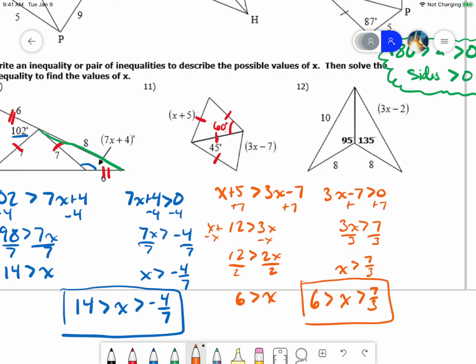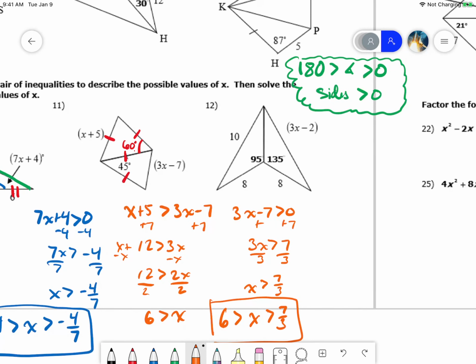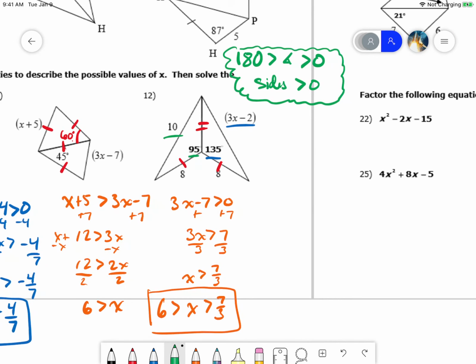Moving on to the last one, it's going to be a very similar idea. The first thing I want to do is identify my congruent sides. I've got this side is congruent to this side, and this side is congruent to this side. Now, noticing that this angle is greater than this angle, we know that this side has got to be greater than this side. Since we're dealing with sides, we don't have to worry about the 180. We just know that it has to be greater than 0. So again, this 3x minus 2 has to be greater than 10 in this case.